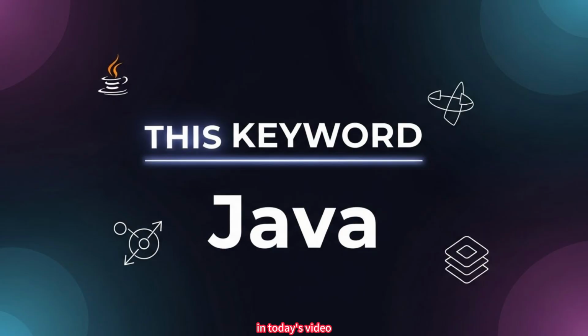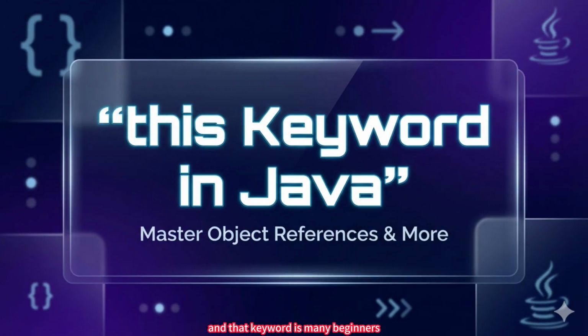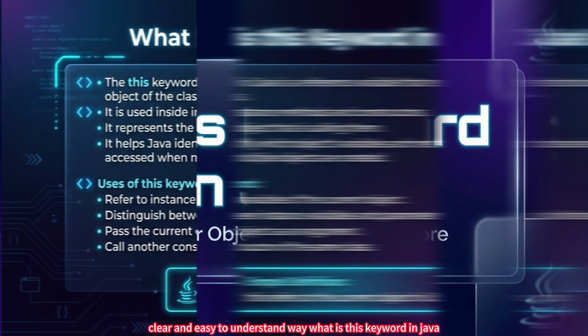In today's video, we are going to understand a very important and commonly used keyword in Java, and that keyword is "this". Many beginners get confused when they see "this" in Java programs. So in this video, I will explain what the this keyword is, why we need it, and how it is used in a very simple, clear, and easy to understand way.